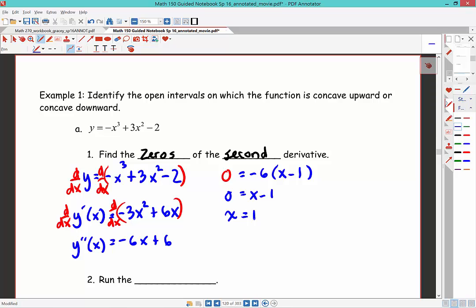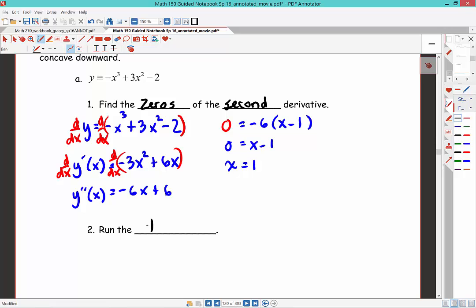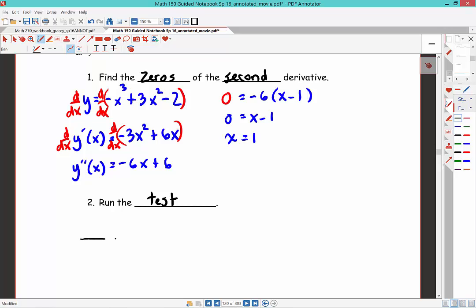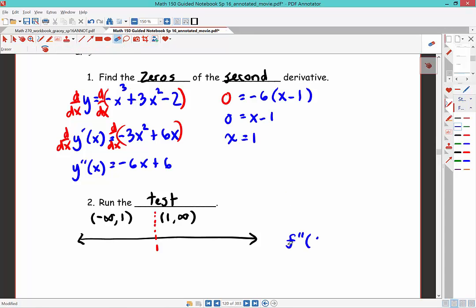Okay, so here we go. Run the test, right? Gotta run the test. So now the trick here is our test is run using the second derivative. Beautiful, right? So here we got 1 as the value that zeroed out the second derivative, the input value. So we only have 2 intervals to test. It would be going from minus infinity to 1 and 1 to infinity. And just as a reminder, our second derivative, I used y, our second derivative function was equal to negative 6 times x minus 1.